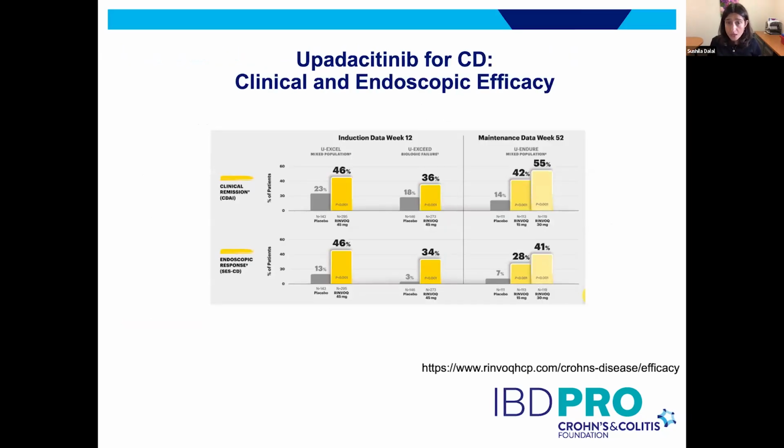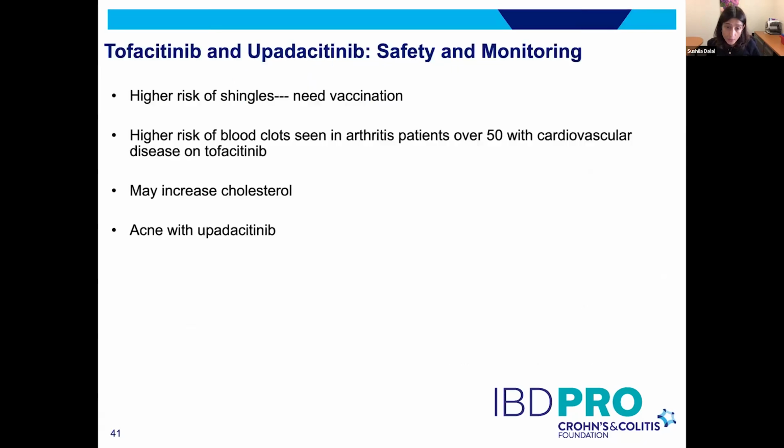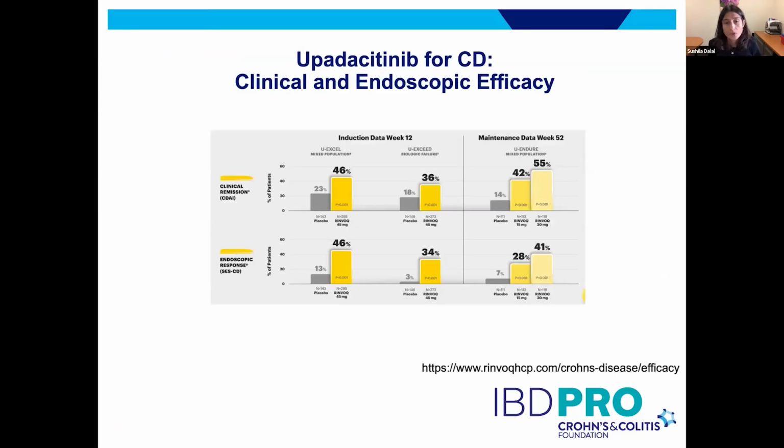For Crohn's disease, the induction period is week 12. So we can see that it met its endpoints for Crohn's disease at week 12, both in the patients that had previously failed other biologics, as well as those that were a mixture of bio-naive as well as bio-failure patients.